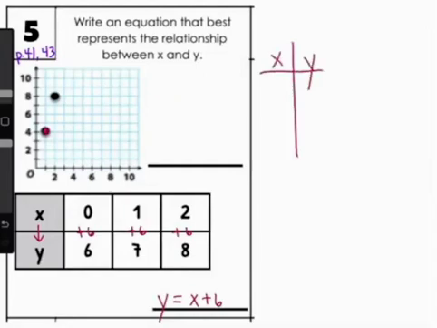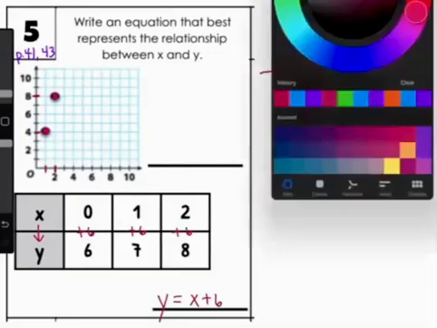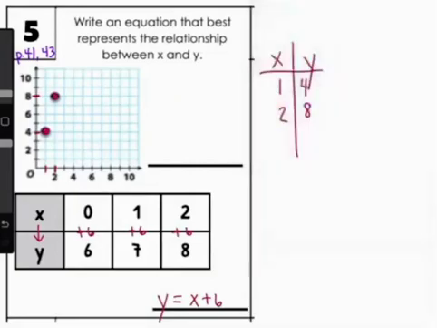Look at your dots. When I look at this first dot here, it's going over to 1 and it's going up to 4. So 1 comma 4. The next dot is going over to 2 and it's going up to 8. So 2 comma 8. When you do that, it makes it a lot easier to figure out whether you're multiplying by something or adding something or what you're doing there. I can see that we're doing 1 times 4 to get 4 and 2 times 4 to get 8. So this is being multiplied by 4.